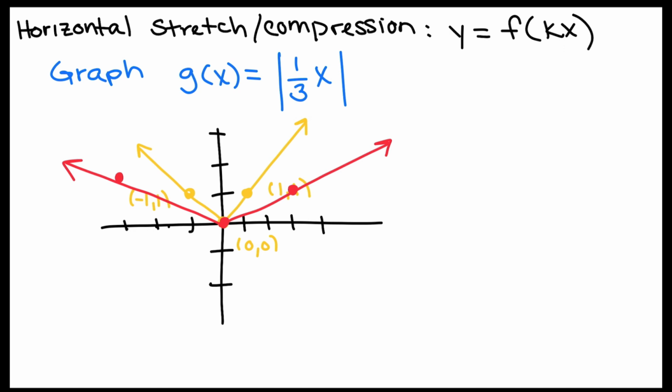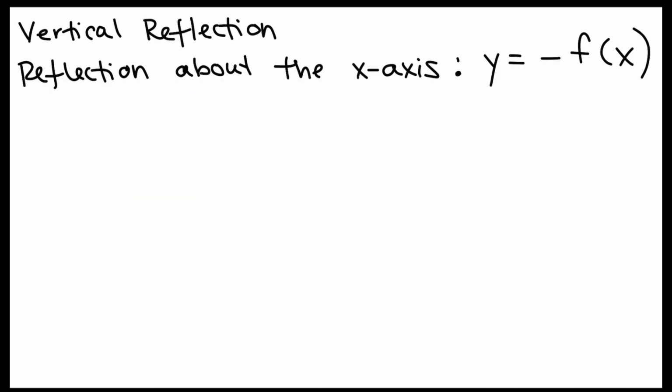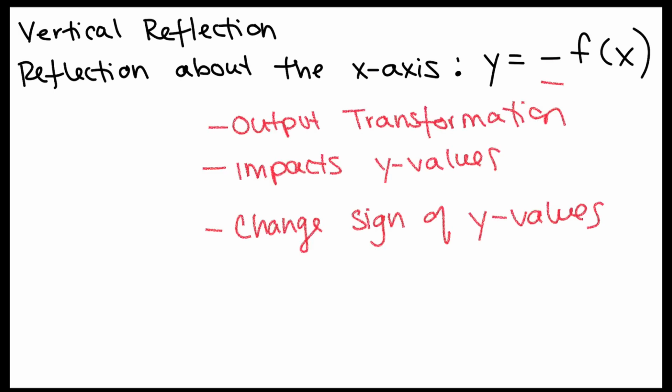All right, I've got 2 more different types of transformations to show you, and then we'll put this all together. If we put a negative sign in front of our function, that is going to give us a vertical reflection. So that negative sign in front of the function is an output transformation. It impacts your y values. And so what it's going to do is actually change the sign of all your y values. And that's going to take your graph and flip it over the x-axis. So all your y values change sign.